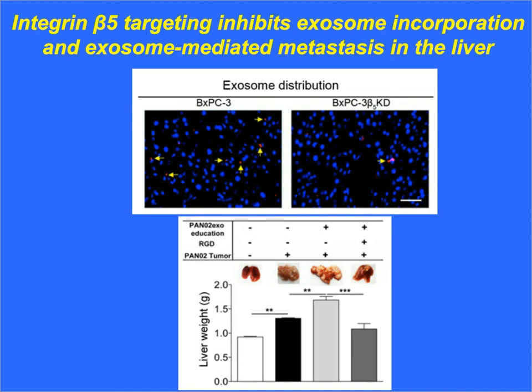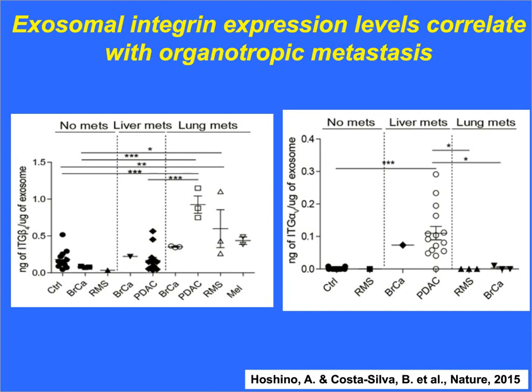And importantly, patient samples are very helpful. People with lung or liver mets have a particular integrin expression present on the surface of their exosomes. So for lung mets on the left, these are patients with different kinds of cancers and lung mets. They have alpha 6 beta 4 integrin, and patients with liver mets on the right have alpha V beta 5 integrin on their exosome.